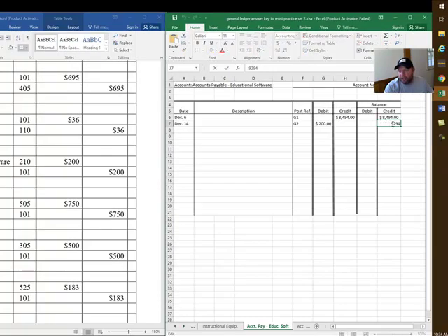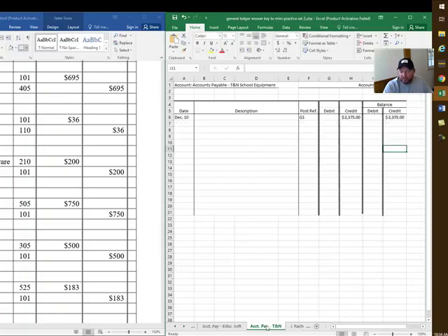That number should be $8,294. So my new balance being carried forward, or money owed to the educational software company, is $8,294. All right, let's move on to our next accounts payable account.